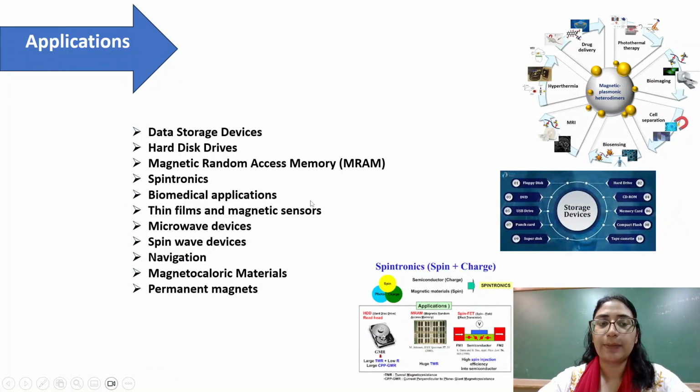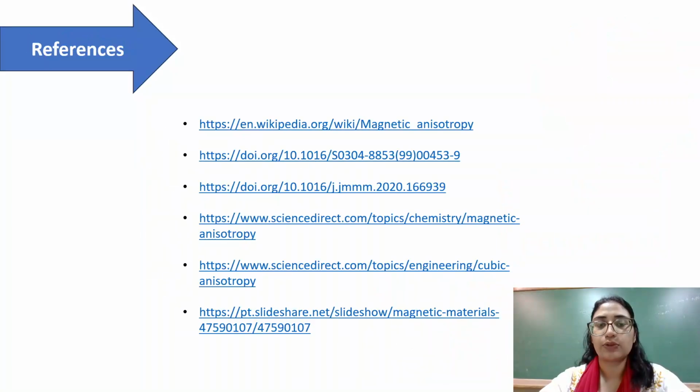And we have some applications related to magnetic anisotropy. Basically, it is used in data storage devices, in hard disks, or MRAM and spintronics. Most of these applications are involved in biomedical applications or navigation, and permanent magnets also. So these are some of the applications related to magnetic anisotropy, and we have some references and some work that involve a lot of information about this topic.